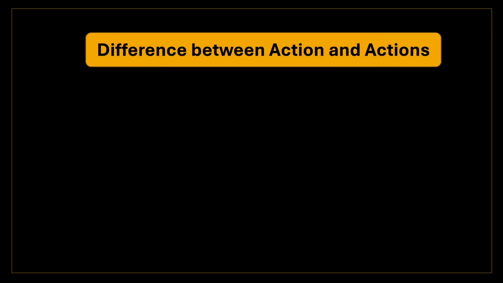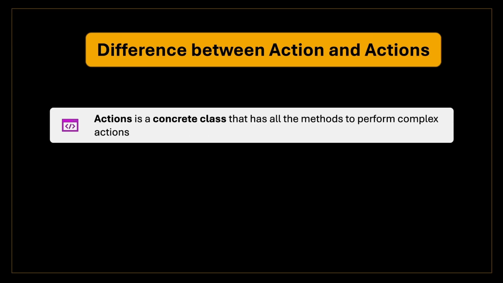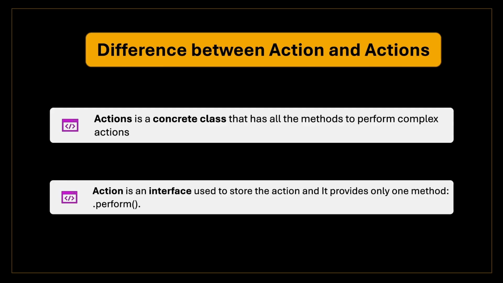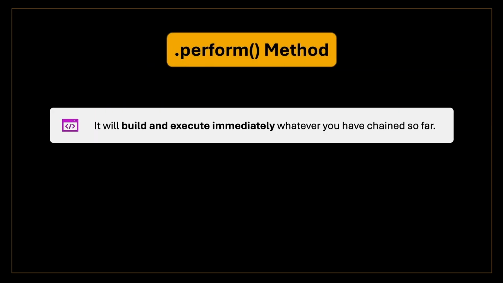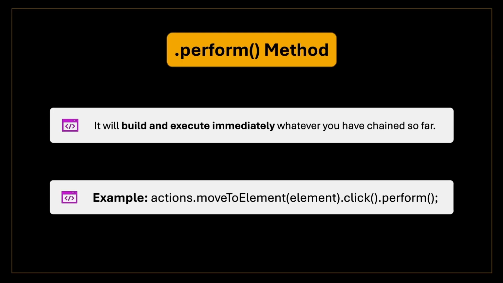Actions class is basically a class that has all the implementation of the methods, and that's something we have used so far. Action, on the other hand, is an interface that only has one method, that is perform. Now moving on to the methods, the perform method is executed in such a way that it will build and execute immediately whatever you have changed so far.